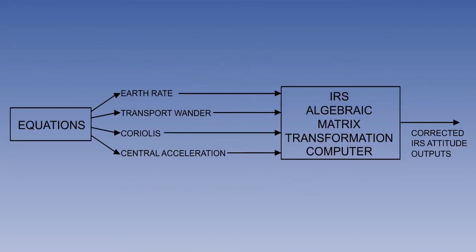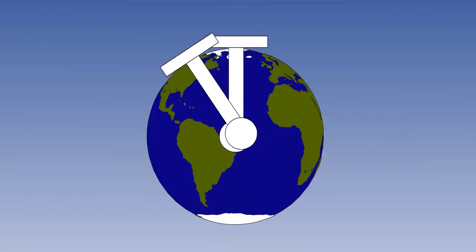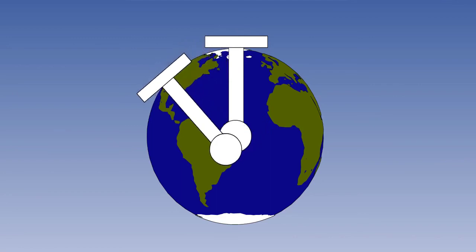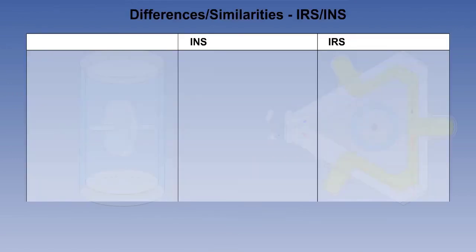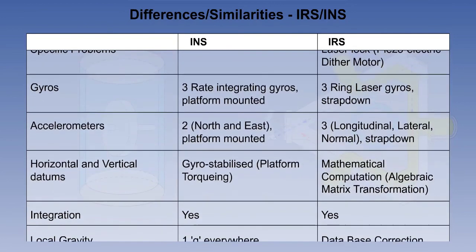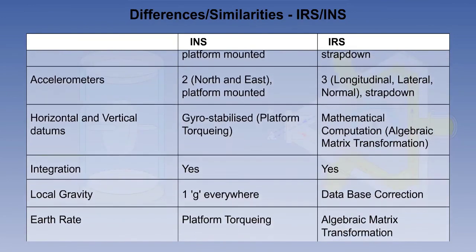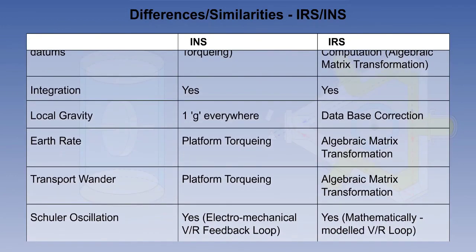Ring laser gyros are subject to the normal laws of gyrodynamics and therefore need to be corrected for earth rate and transport wander. Use of a strap-down system does not avoid the errors associated with INS. We then compiled a list of the similarities and differences between INS and IRS, showing that, in general, IRS is a more accurate, more robust and more reliable system. That concludes these lessons on IRS. Later lessons will go on to show how the IRS is used in the flight management system.